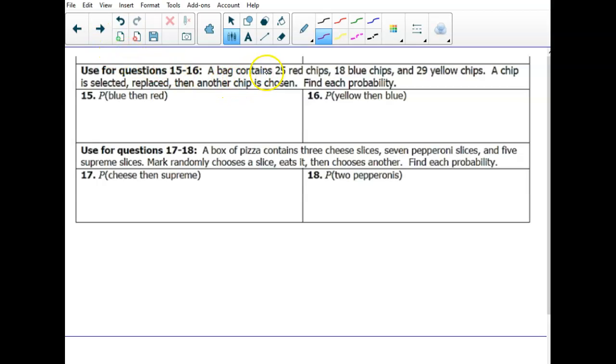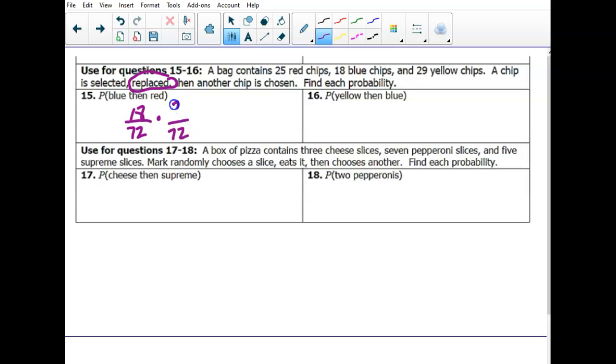All right, a bag contains 25 red chips, 18 blue, and 29 yellow. A chip is selected, replaced, and then another chip is chosen. So these are two independent events. It doesn't matter what you get the first time because you're going to replace it. So blue was 18 out of, did someone add them up? Thank you. And then the second time we put it back, so there's still 72 chips.